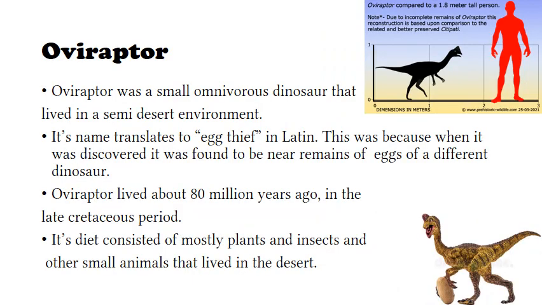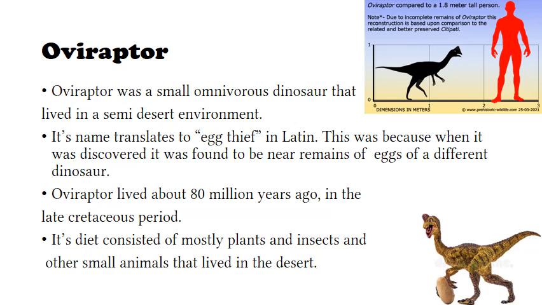Its name translates to egg thief in Latin. So its name means egg thief. Ovi means egg. Raptor means thief. The reason people named it this is because when it was discovered, it was found near the remains of a different dinosaur, so they thought that this dinosaur was stealing the eggs. So Oviraptor lived about 80 million years ago in the late Cretaceous period, or you can say that it lived near the end of the dinosaurs.